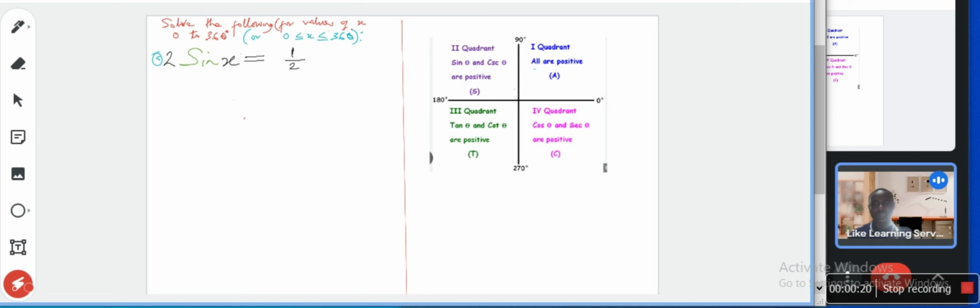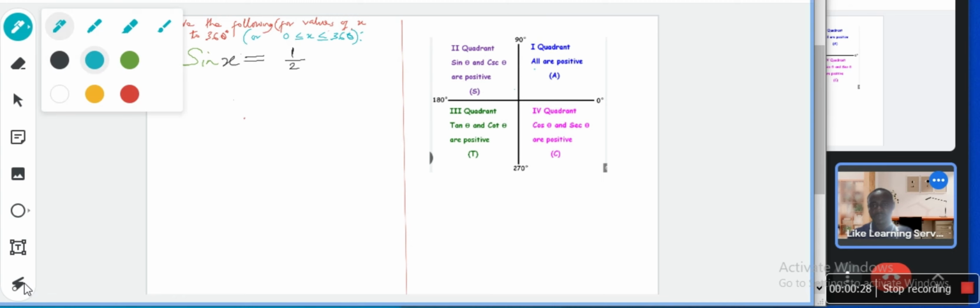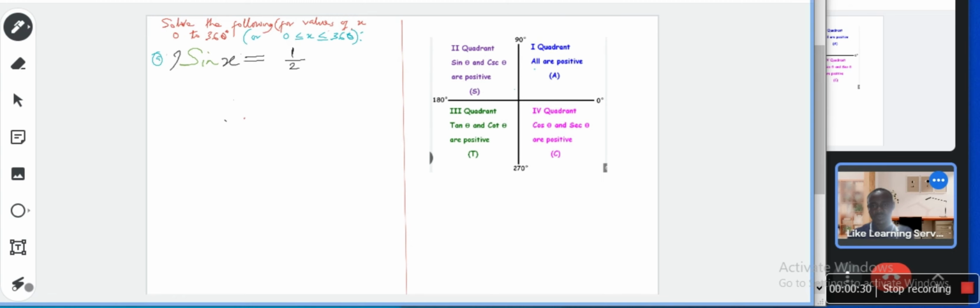The question says 2 sine x is equal to 1 over 2. Let me write the 2 properly. 2 sine x is equal to 1 over 2. So what do we do? You have to first of all find sine x.